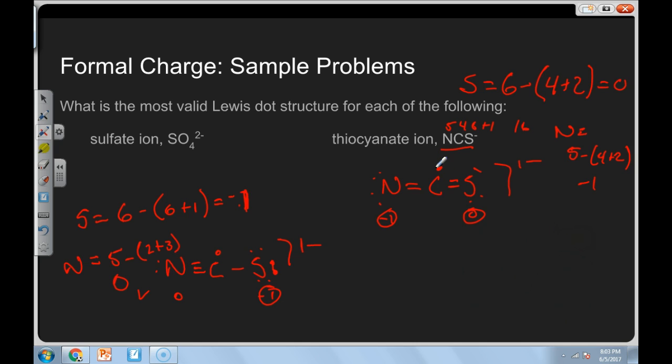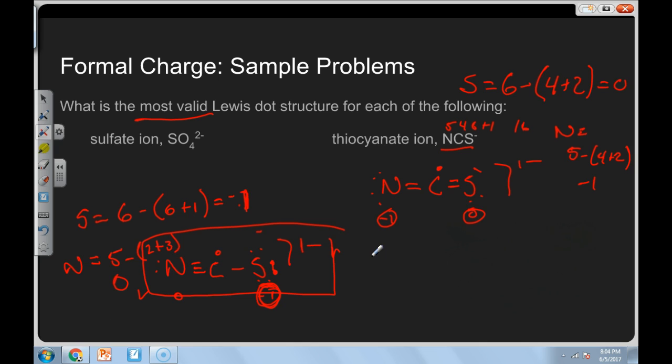But let's take a look. Which one is going to be the correct structure, or the most reasonable, most valid Lewis structure? Well, it's the one where the formal charge is on the more electronegative atom. And the more electronegative atom in this case is sulfur. We look at the periodic table, and we find that sulfur is the most electronegative. And so here is the correct structure. So this is the most valid Lewis dot structure.